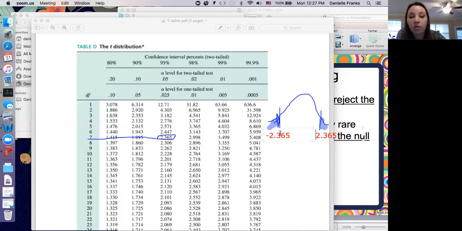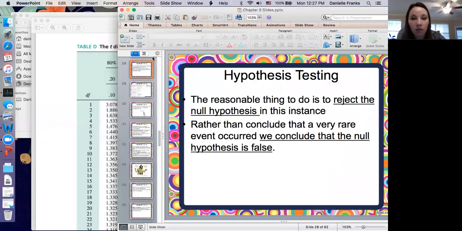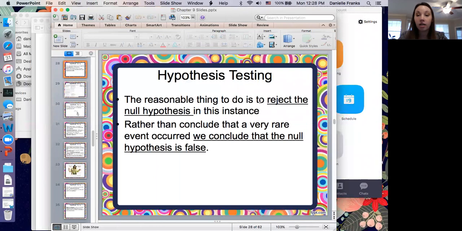So for this example, for a two-tailed t-test with an alpha level of 0.05, we have a critical value of 2.365, and because we're doing a two-tailed t-test, that is both positive and negative. So that's how that works. All right, let me go back to our slides. So if we get a sample mean that is beyond that 2.365, we're going to reject the null hypothesis, rather than conclude that we have this anomaly occurring, basically. We conclude that our null hypothesis is false.